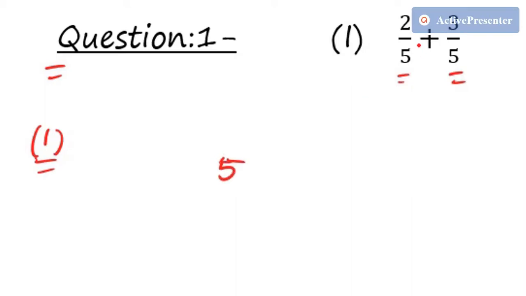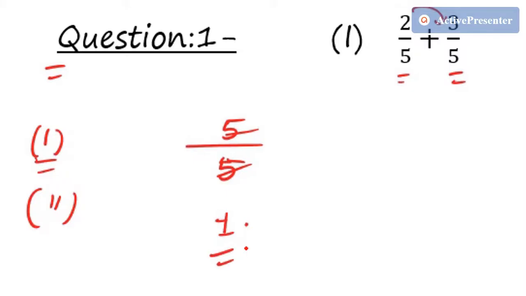Now the second step is add the numerator. Add the numerator simply. 3 plus 2 is equal to 5, and put this denominator value. So 5 upon 5. If we solve this, 5 upon 5, we will get 1. So in this case, the answer would be 1.